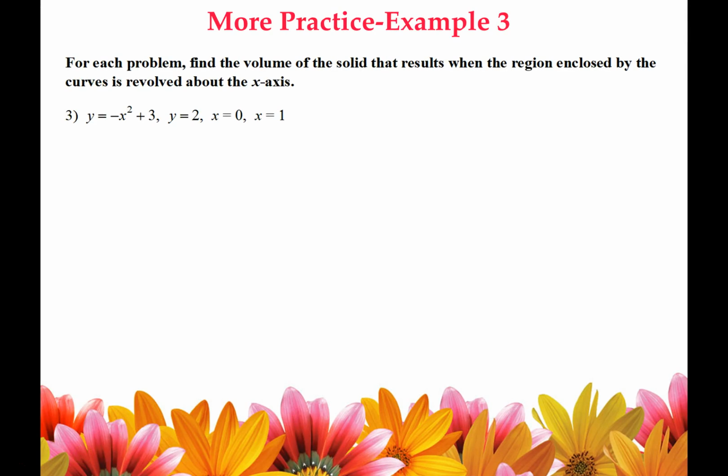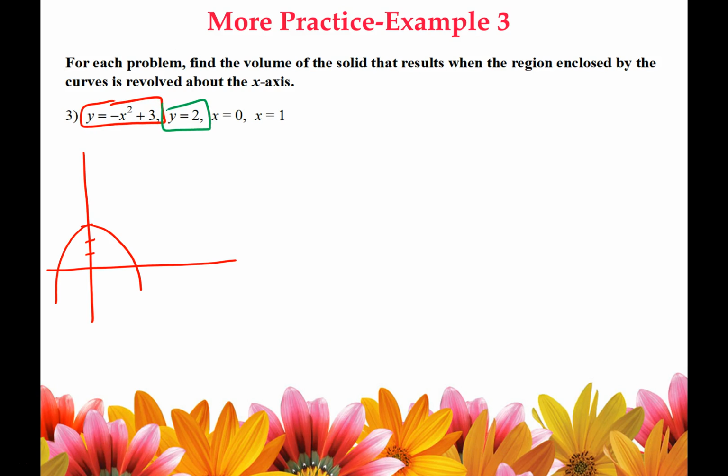This is going to look more like your practice in class. So for each problem, find the volume of the solid that results when the region enclosed by the curves is revolved around the x-axis. So we have to draw a picture first. Okay, my y equals negative x squared plus 3 is actually going to be a sad face parabola right there. My y equals 2, I'm just going to make sure you know that this is red. My y equals 2 is going to look like this.